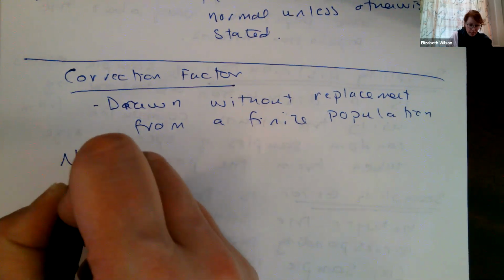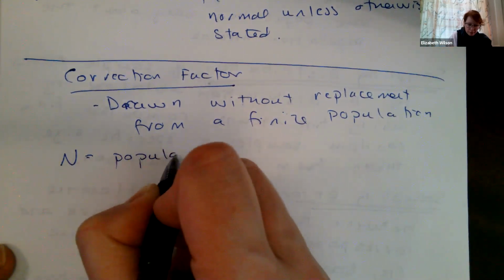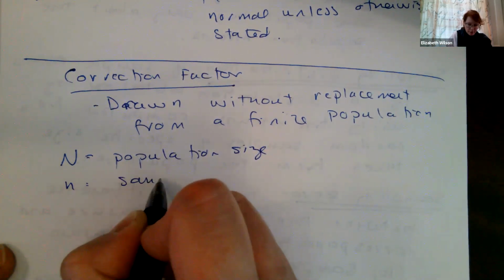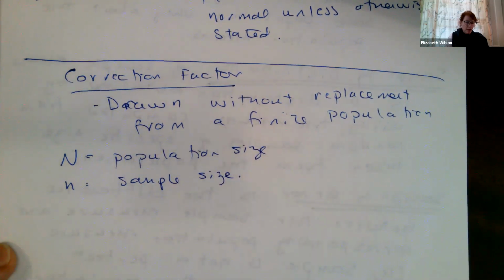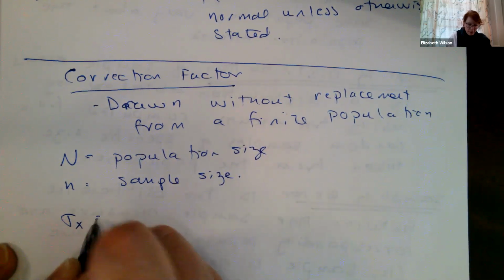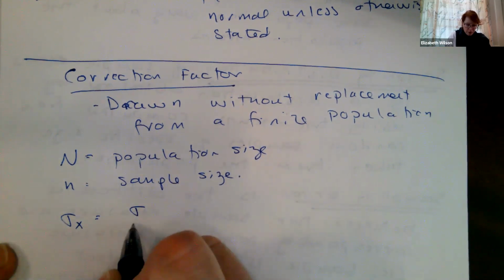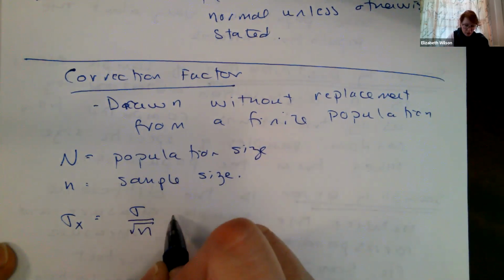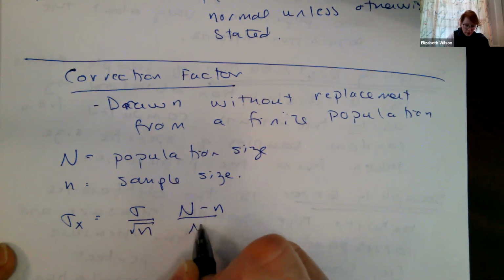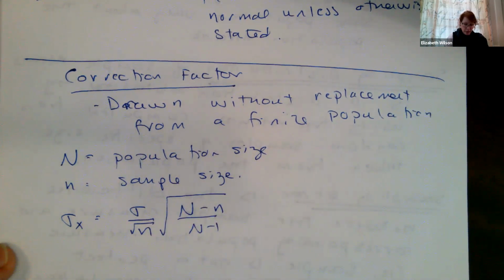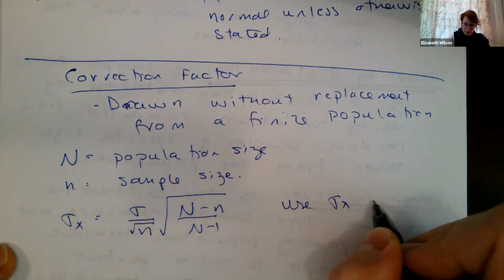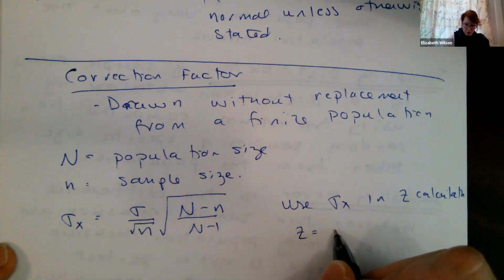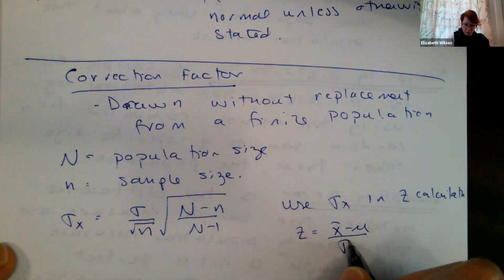So let me just talk about it. Big N is our population size, right? And then little n is our sample size. So to calculate our standard deviation for our random variable, we're talking about our standard deviation divided by the square root of our sample size. So this is our population standard deviation. I've got N minus n all over N minus 1 here. And this gives us sigma sub x bar, which we're going to use in our z calculation. So z equals x bar minus mu, all over sigma sub x bar.